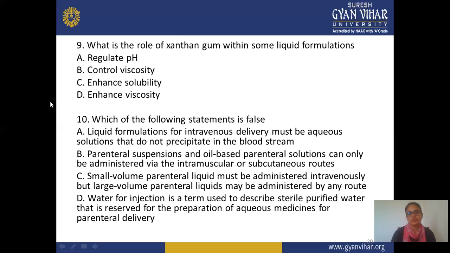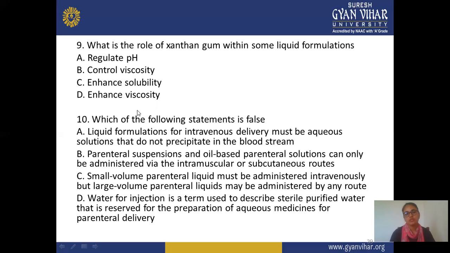Next is the ninth question. What is the role of xanthan gum within a liquid formulation? So in liquid formulation, xanthan gum is used, and you know about what xanthan gum is. If you know this xanthan gum, then you can answer this question, or you can select any one correct ABCD option for liquid formulation. Xanthan gum's role in this: option A is regulate pH, B is control viscosity, C is enhance solubility, and D is enhance viscosity. So that's the ninth question.